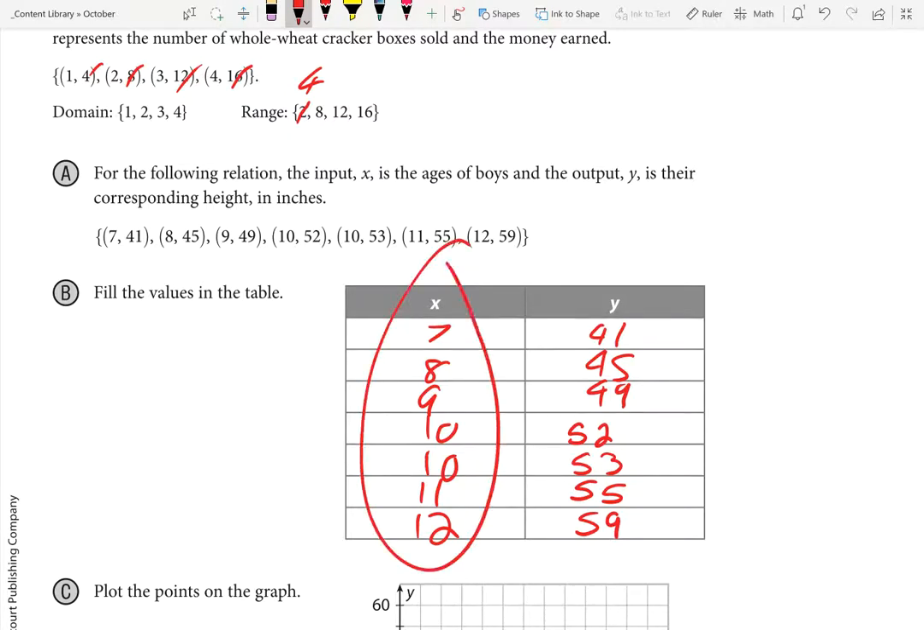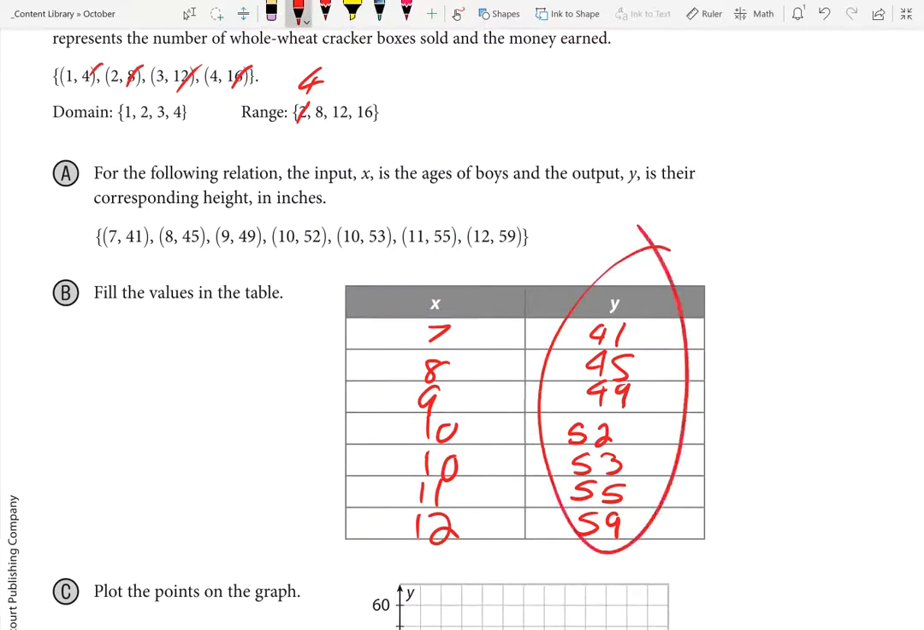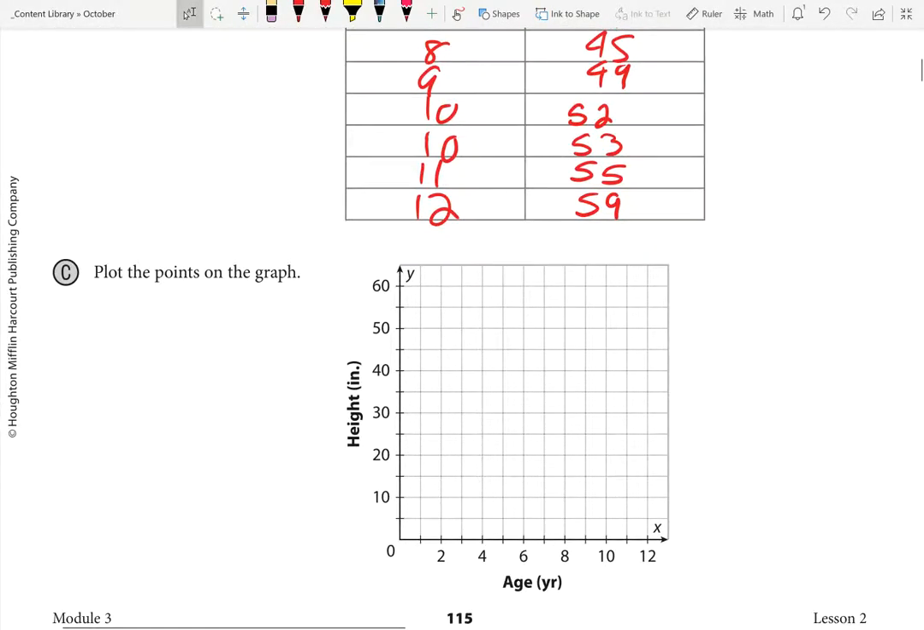The x values here are all the domain, all the input values, which was the age of the boy. The y value is the range. Based on the age, how tall were they? So the y value is the height, which is our range. Plot the points on the graph.